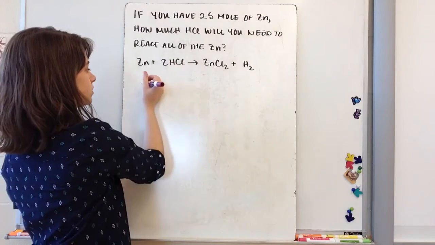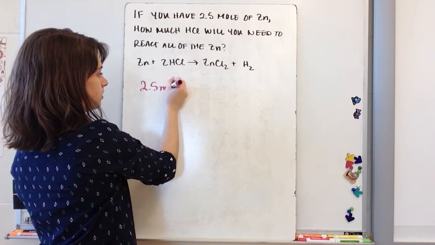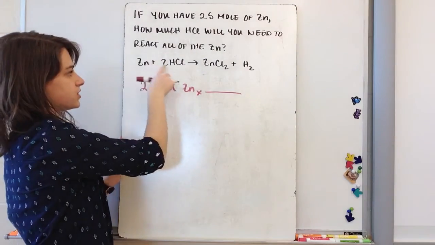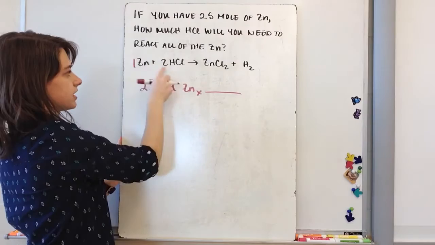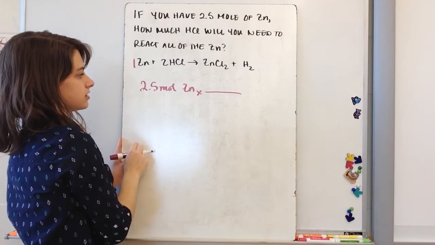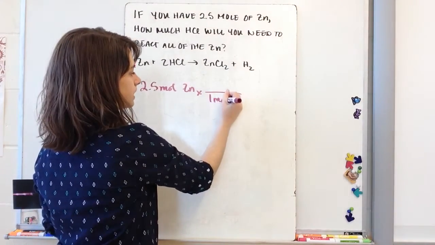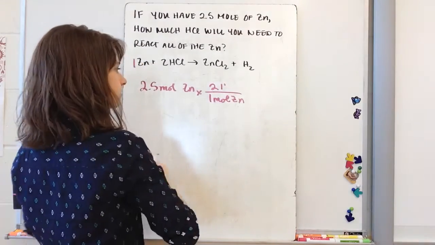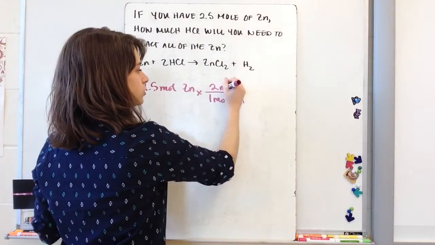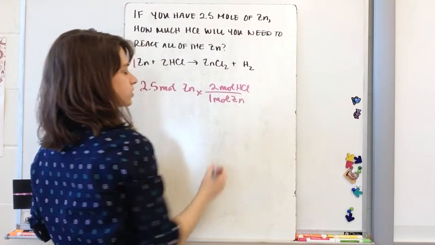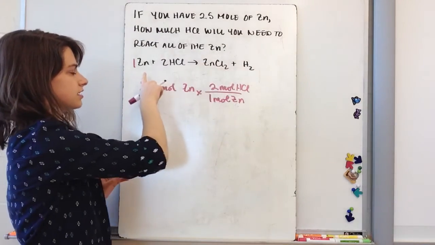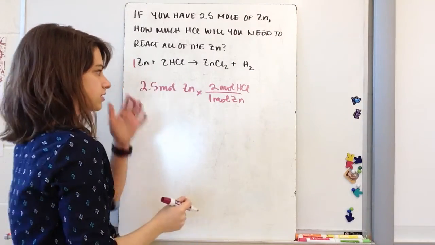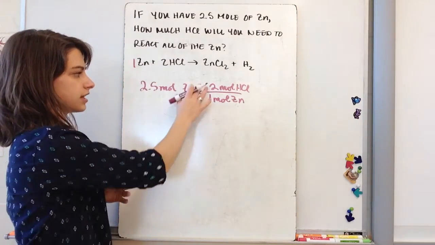So if I'm starting with 2.5 moles of zinc, again, I'm going to look at my ratio of my coefficients. So I have 1 zinc to every 2 hydrochloric acids, which means for every 1 mole of zinc, I need 2 moles of hydrochloric acid. That's because when this balances, I see that I need a 2 in front of my HCl to make my chemical reaction balanced. So that tells me that for every 1 mole of zinc, I'm going to need twice as much hydrochloric acid.